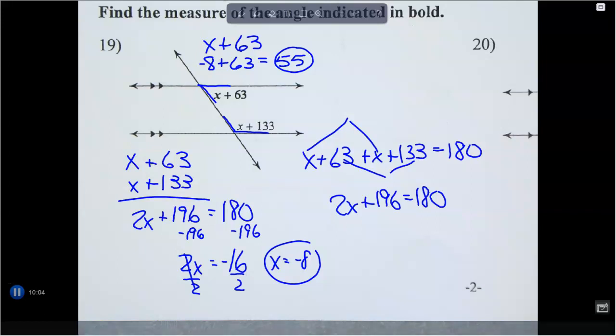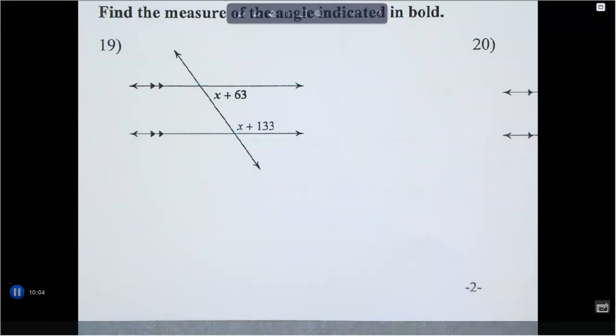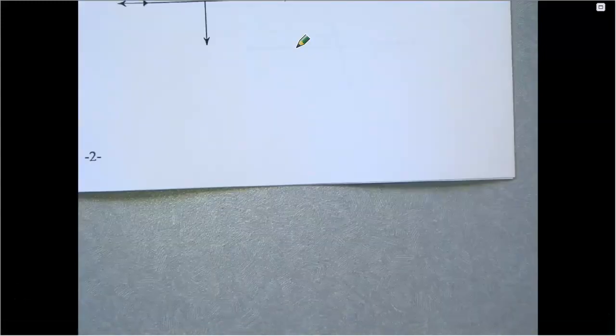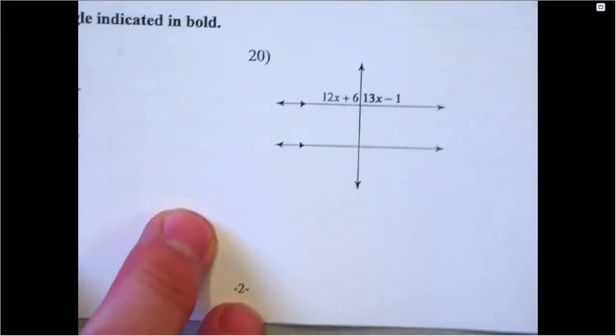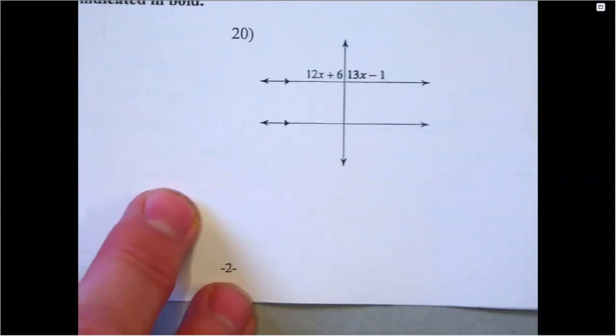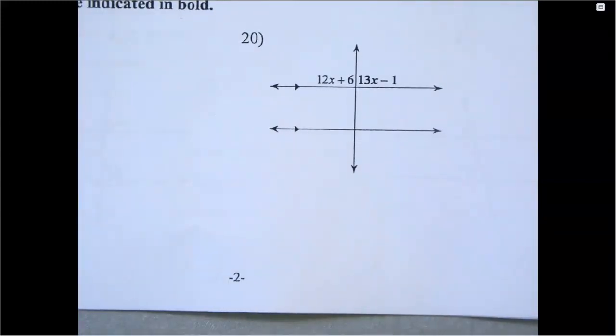So let's do 20. 20 is a little tricky. I'll ask you guys, do those look the same? I think it's really hard to tell. You won't do one like this on the test unless you make it clear. I'm not going to make it barely visible. Normally it'd be pretty clear.